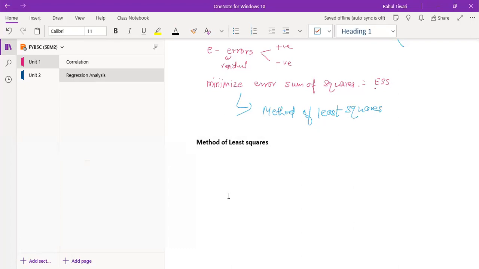How can you minimize it? Just try to understand these concepts of the least square method. It is very, very famous from a statistical point of view, and even in mathematics you can use this method in some way. Now I'm going to explain that method so you can understand how it works.